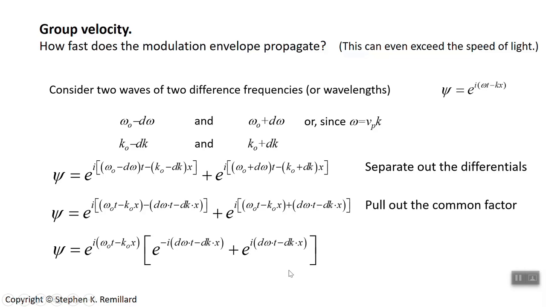You might recognize this as a cosine. It's actually 2 times cosine of that argument. Again, I have no amplitude, so I won't worry about the 2. But you can replace what's in the square brackets with 2 times cosine of the argument.